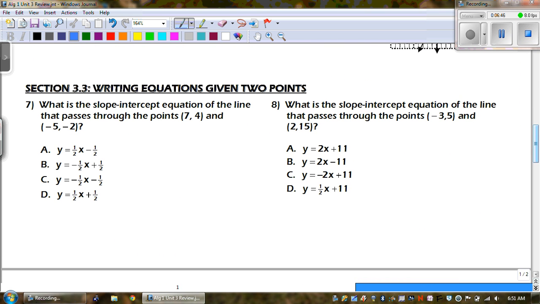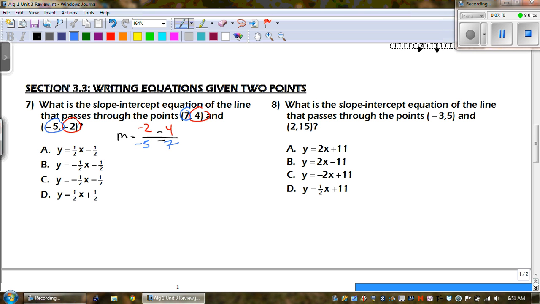Number 3, writing equations given 2 points. If it's giving us 2 points, the first thing we have to do is figure out what our slope is. So I have negative 2 and 4, those are my first point, and then we have negative 5 and 7.